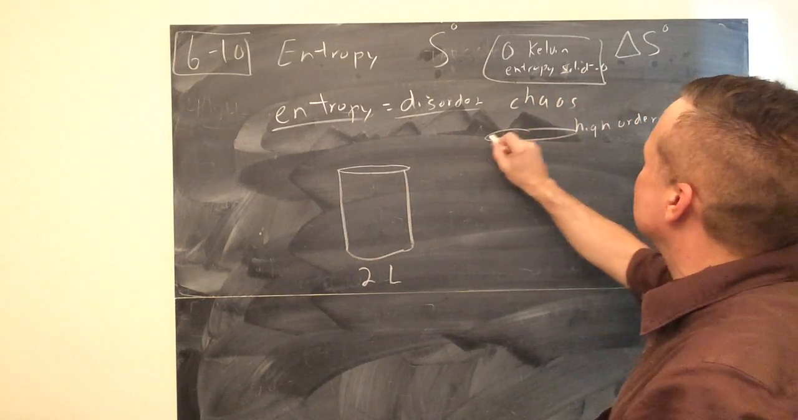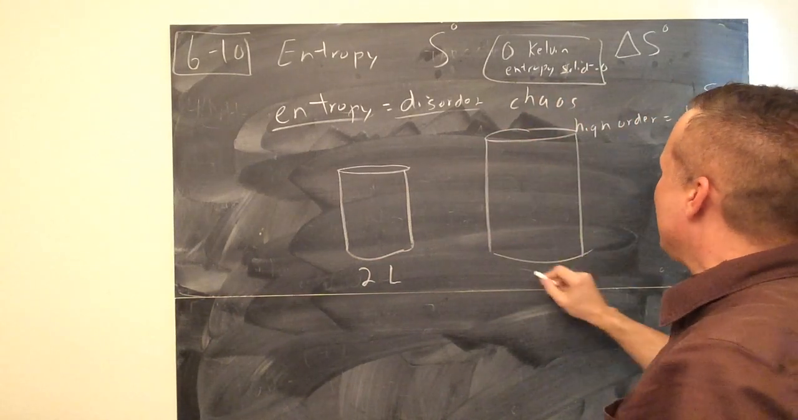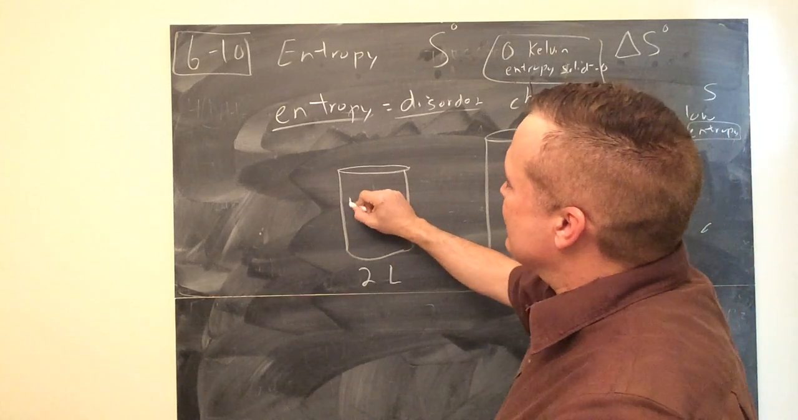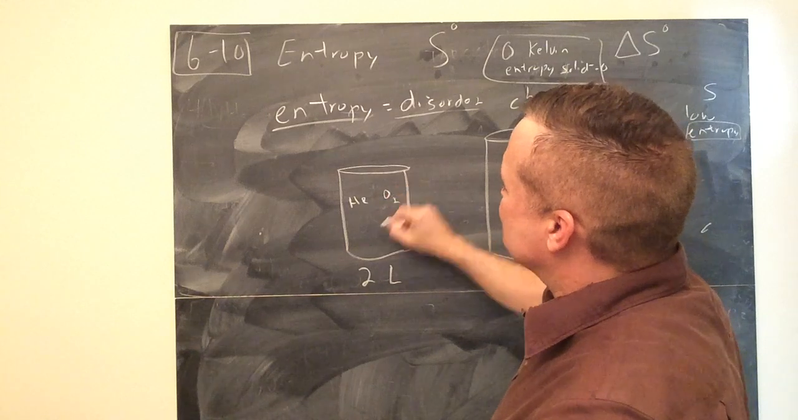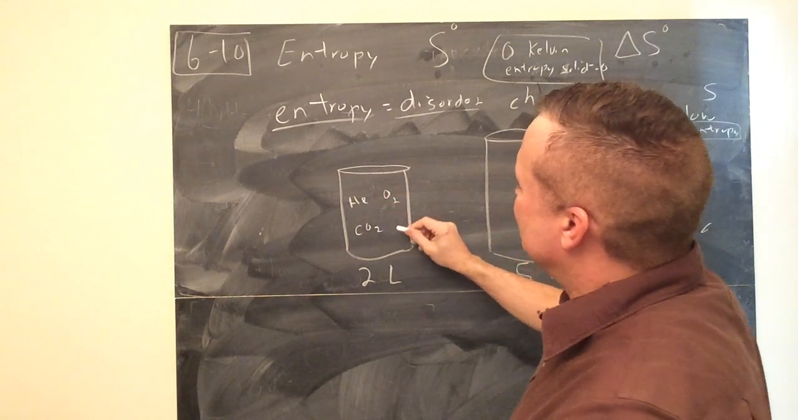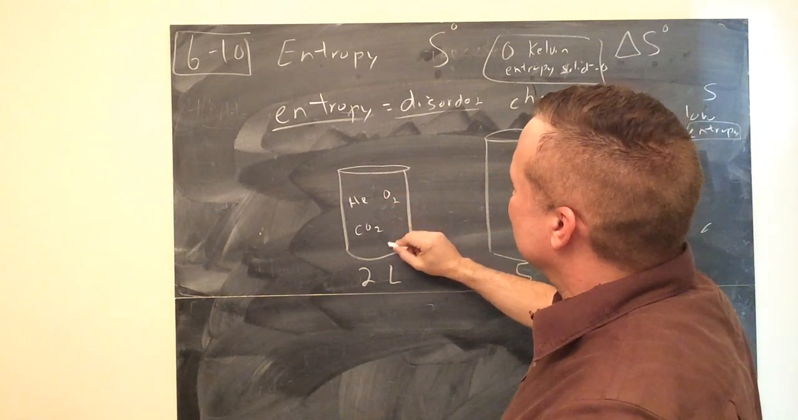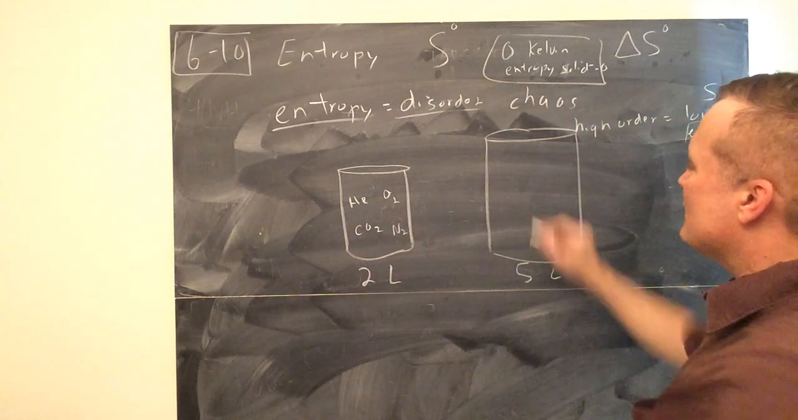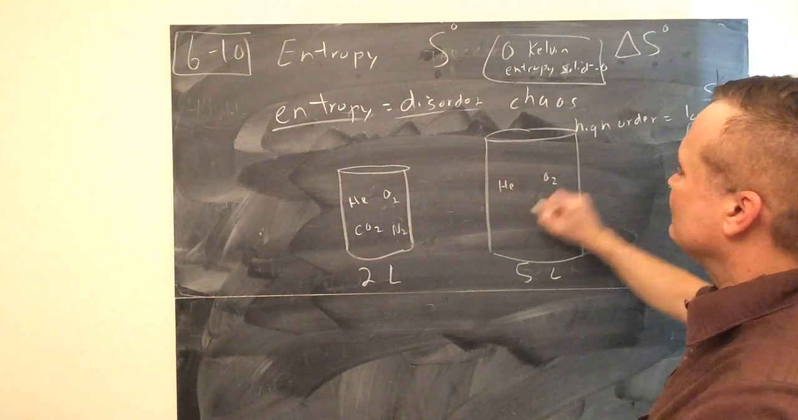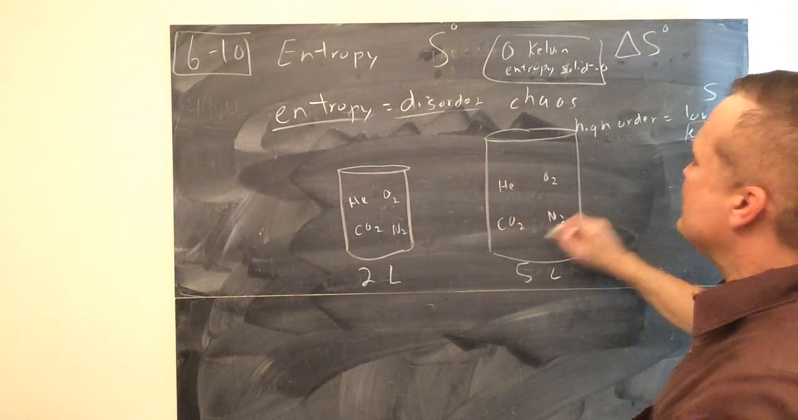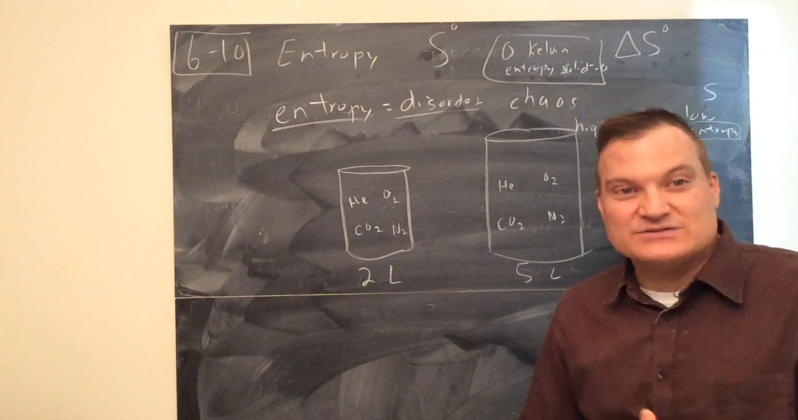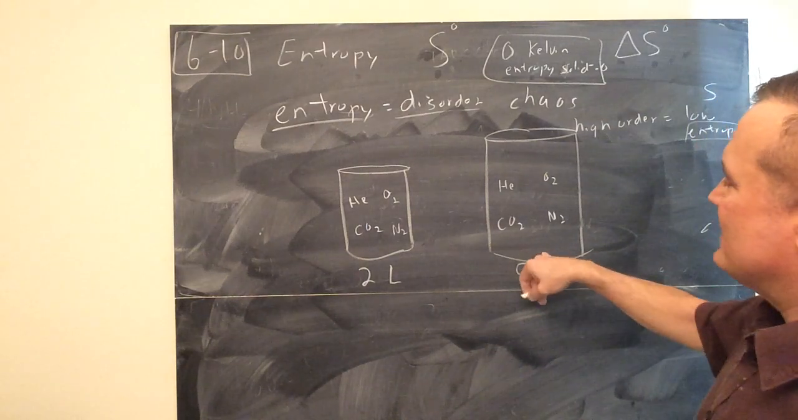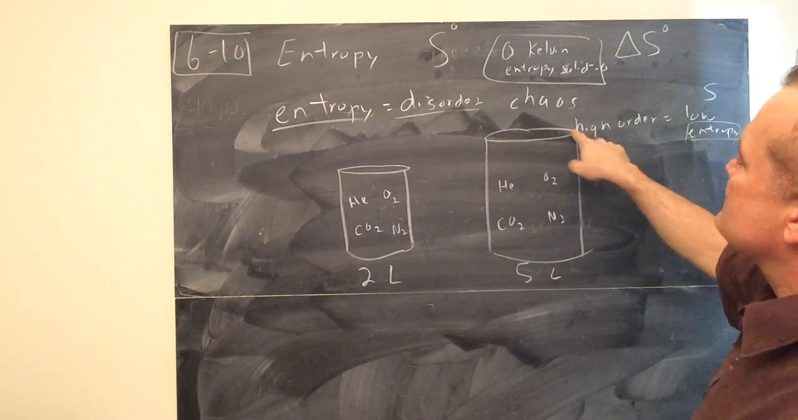Let's say we have another cylinder here that is 5 liters, okay? And let's say I've got 4 molecules: a helium molecule, an oxygen molecule, a carbon dioxide, and what else? I don't know, nitrogen. If I have those 4 molecules there or if I put them over here, where do they have more possible ways to arrange them? More area with more volume, obviously there. So here, again, there's a lot more places.